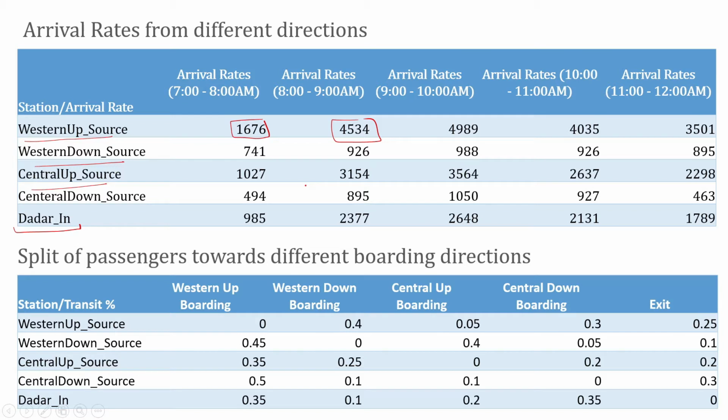And further, we figured out using regression methods how this western up source is getting split into the different boarding directions. For example, we have assumed that nobody is going back in the direction from which they came. That's why the entries at the diagonals are 0. And here this 0.4 shows that 40% of people coming from western up direction are switching trains towards the western down boarding direction, and 5% are going in the central up boarding direction, 30% are going in the central down boarding direction, 25% are exiting the station, and so on.